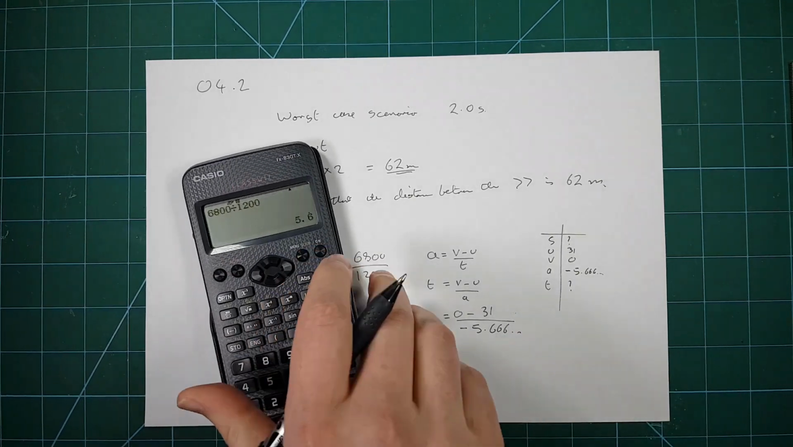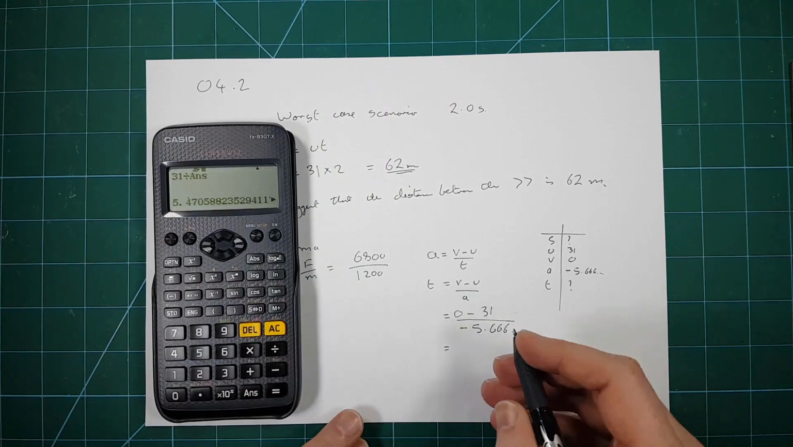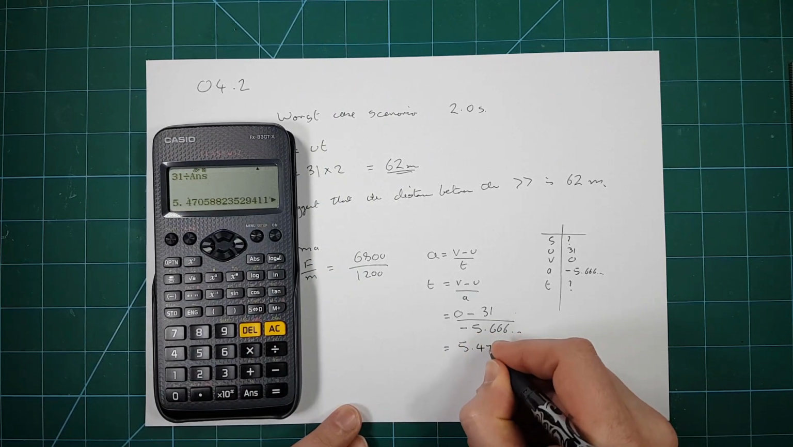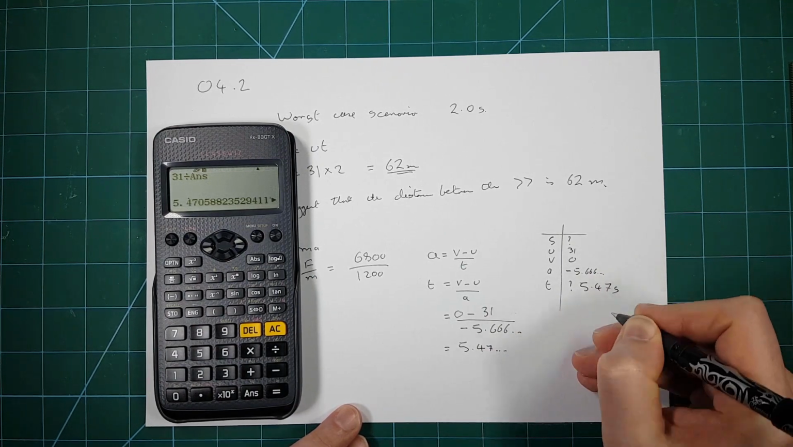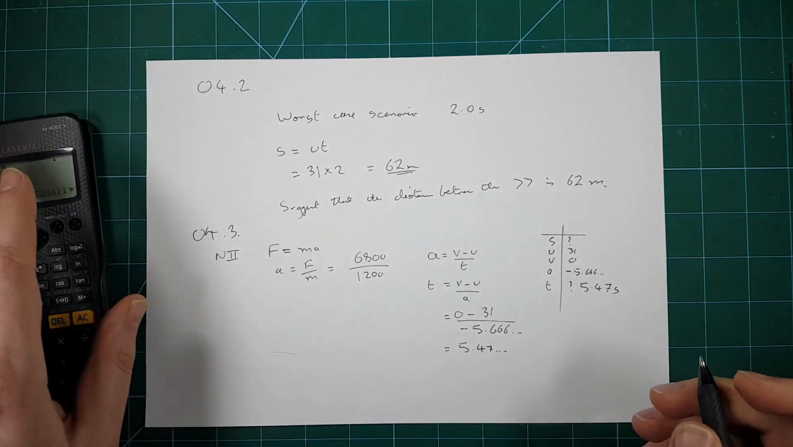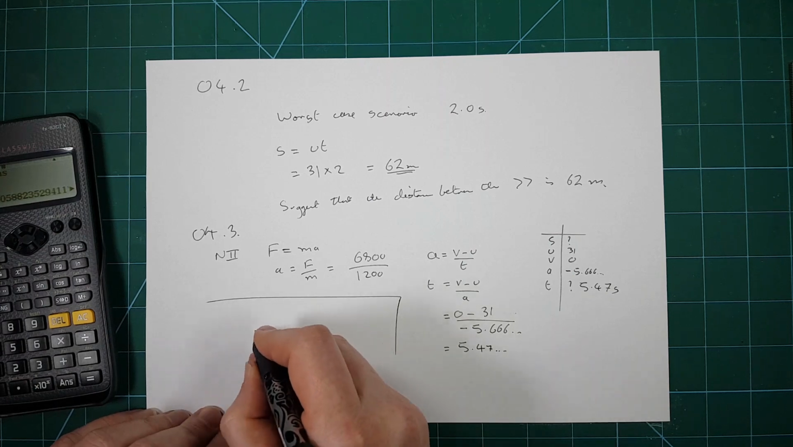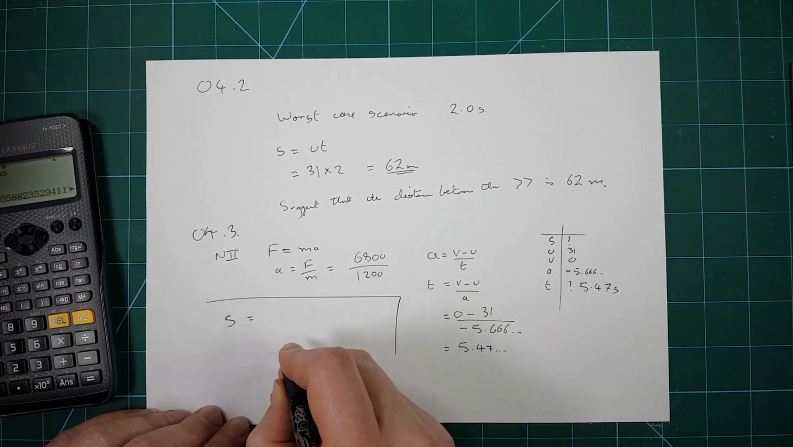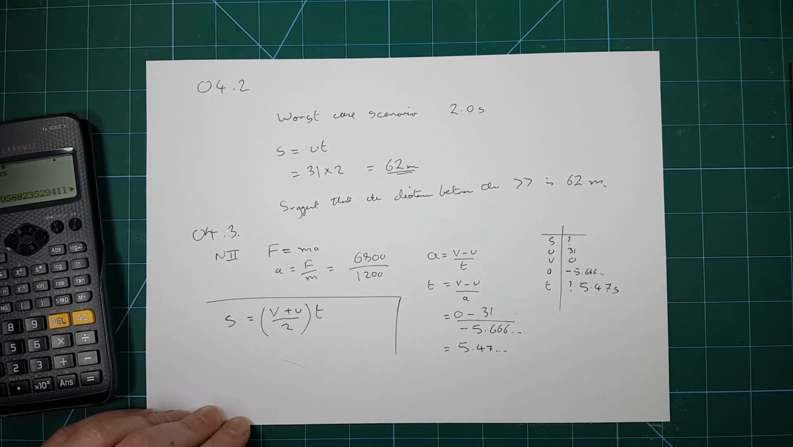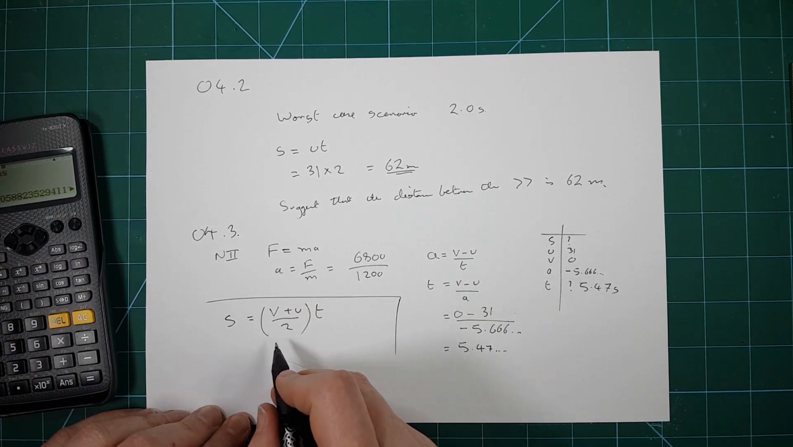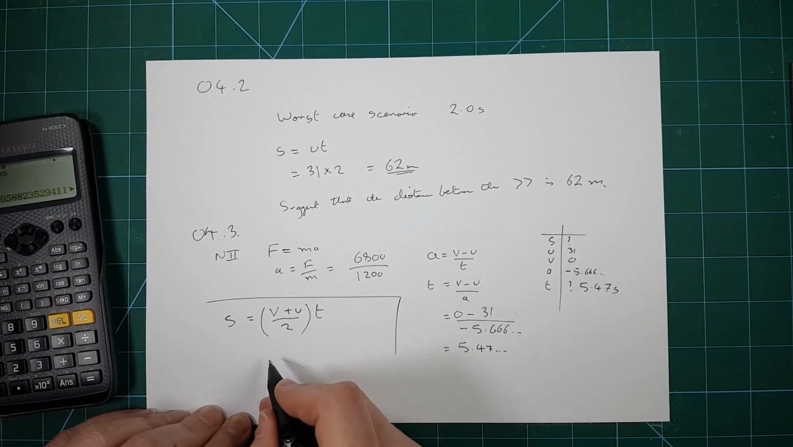So we need to do 31 divided by our previous answer, which gives us 5.47. So that's going to be 5.47 seconds, which rounds to 5.5. We can also use the displacement is equal to the average speed, (V plus U) over 2, times the time. You can use any of the other equations as well, since you've got everything you need now.